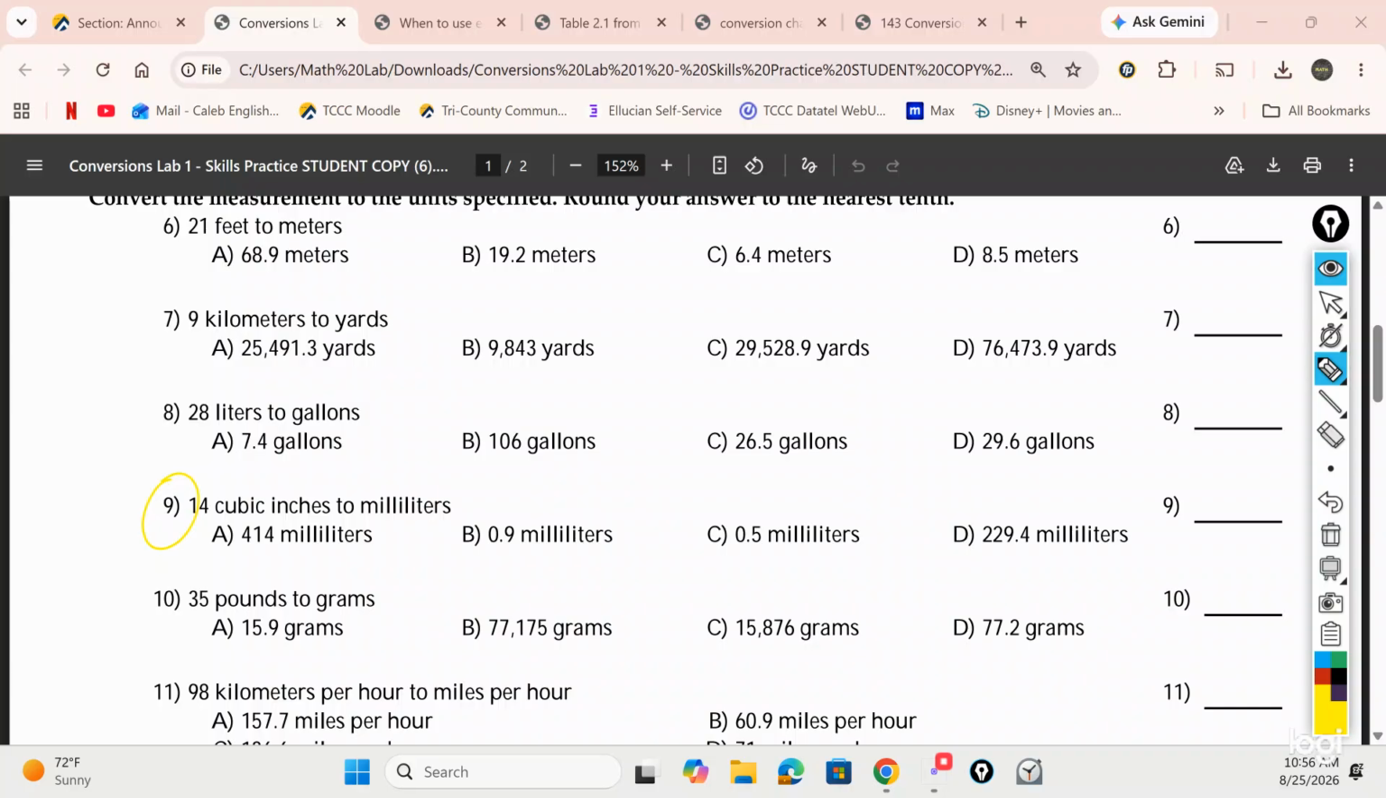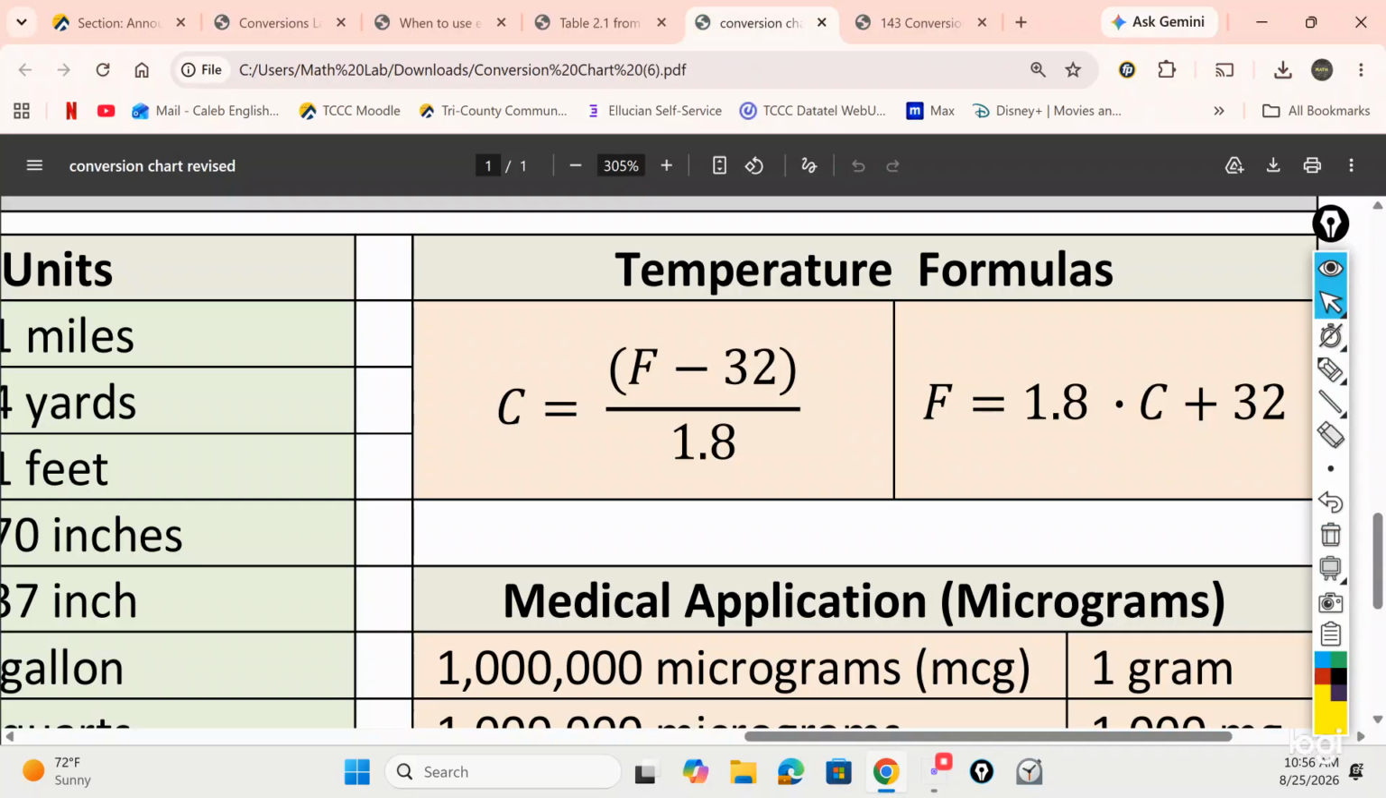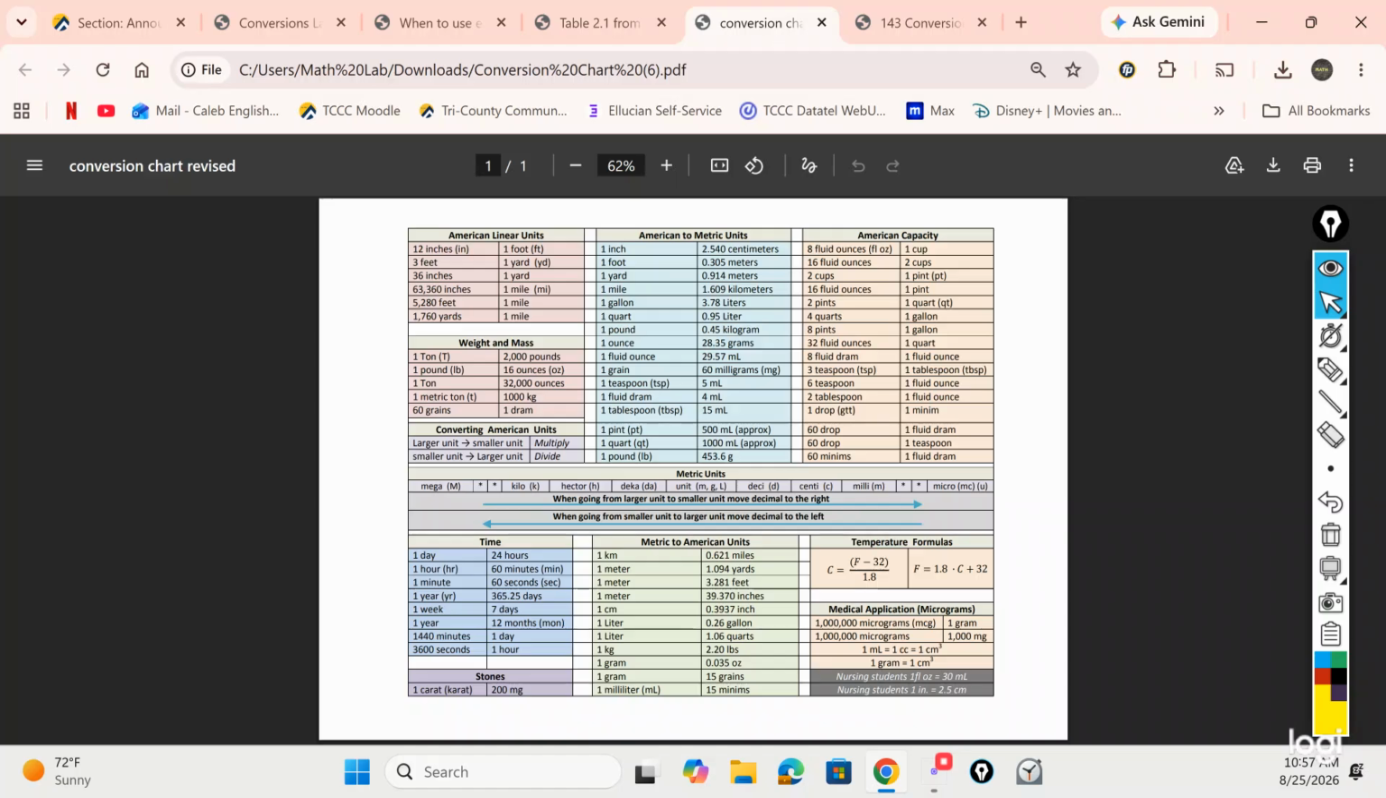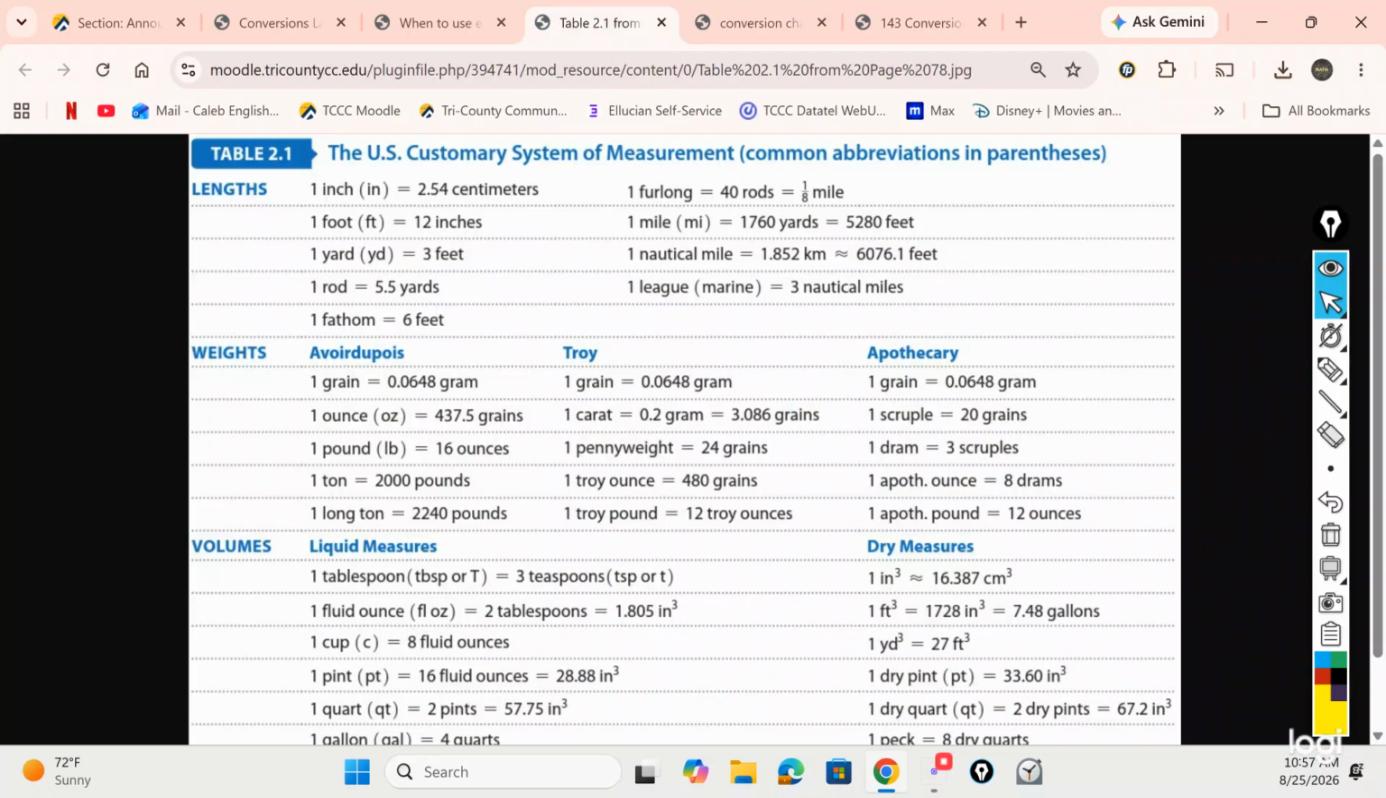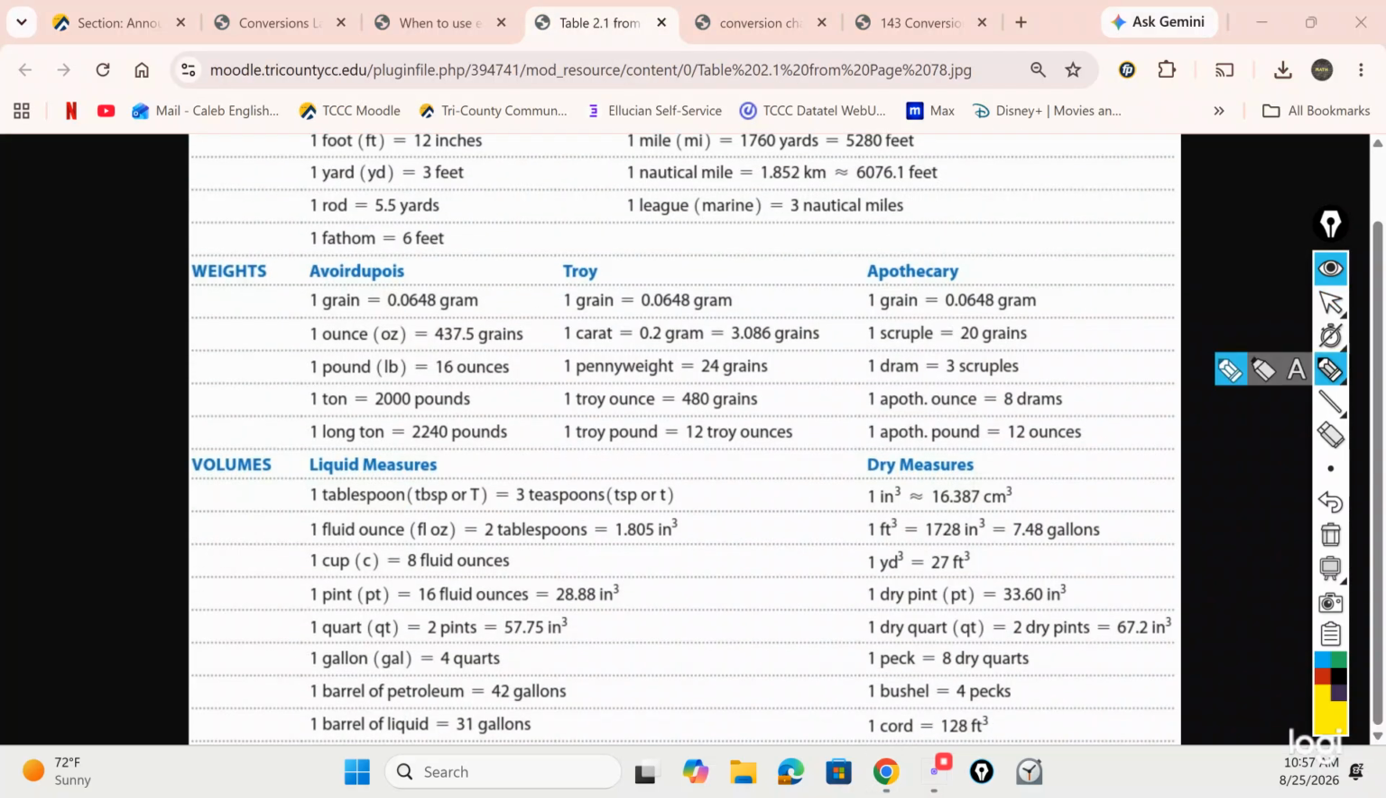All right, number 9 says convert 14 cubic inches into milliliters, okay? If you look at the conversion chart from Moodle, cubic inches is nowhere on here. It's not on here at all, okay? So then you've got to hop over to table 2.1. Lo and behold, cubic inches is on table 2.1 as a conversion into cubic centimeters.